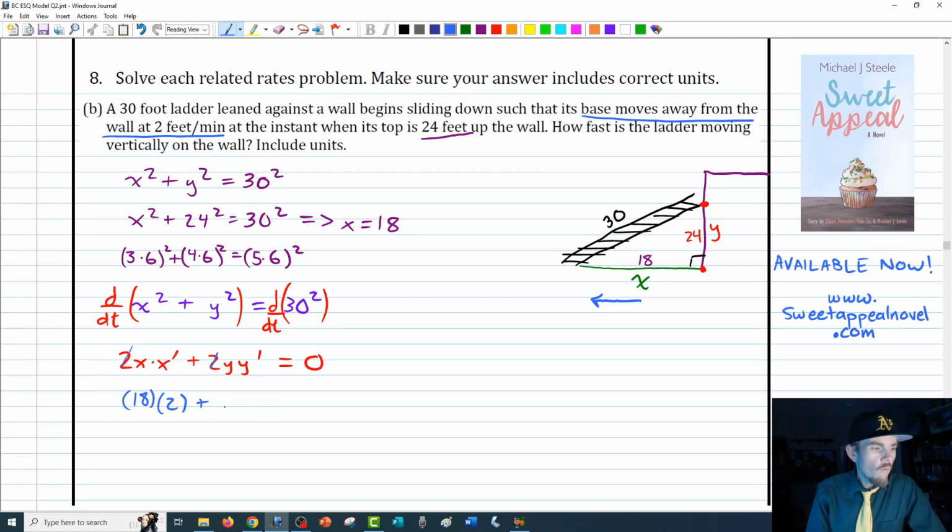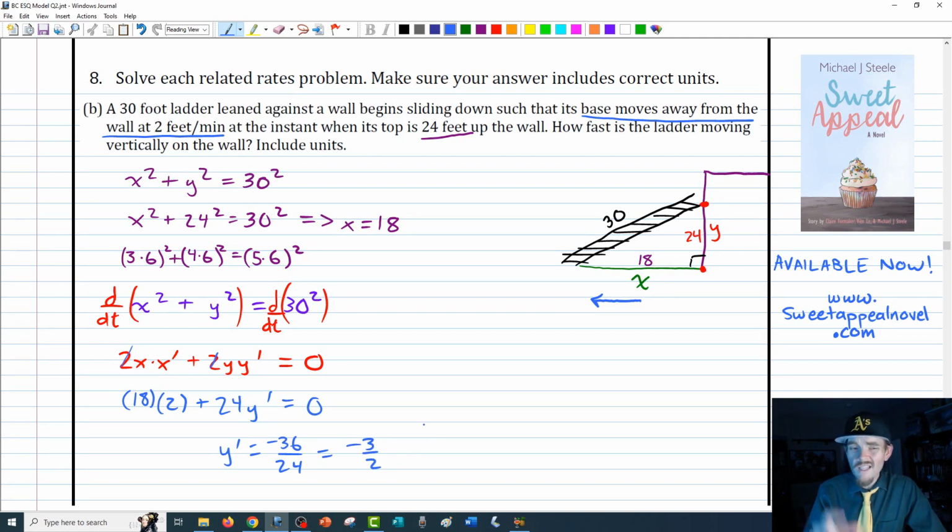On the other side, we know y is 24 specifically, but we don't know y prime. But we're going to find it. So from here, I just need to solve for y prime. It's pretty trivial. This will be negative 24, 36 over 24. So negative 36 over 24. If I divide out the 12, I get negative 3 over 2.